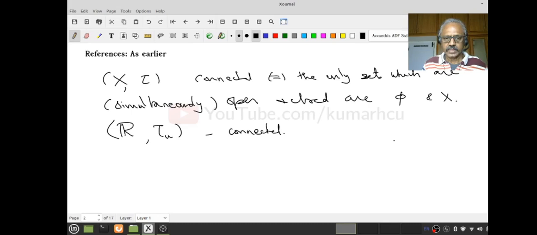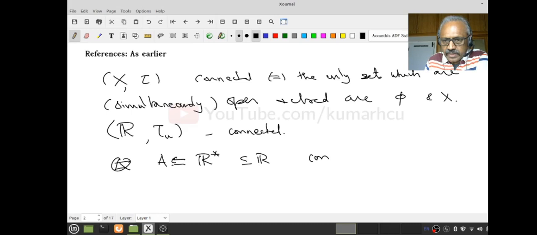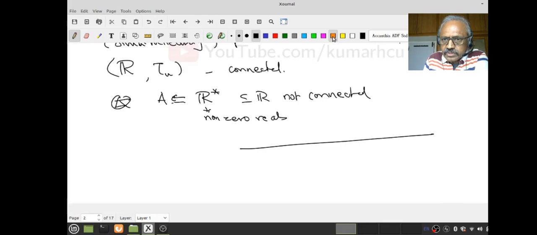Let us look at our standard example, which all of you might know: R star. This is a subset A of R. We have seen this is not connected. What is R star? The non-zero reals. Why is it not connected? Let's look at the idea. Suppose this is your zero, and I removed it. To show it's not connected, what do I have to do? I have to produce a set U which is not empty and not equal to X, but U must be open as well as closed. I have to check whether there exists such a U.